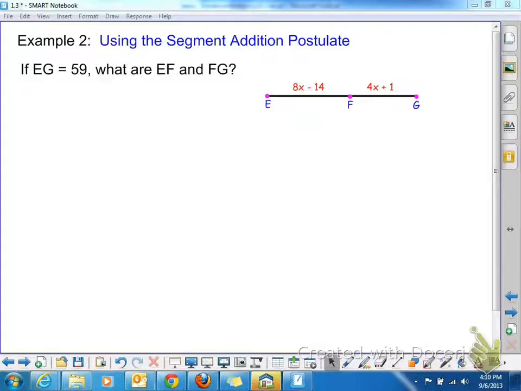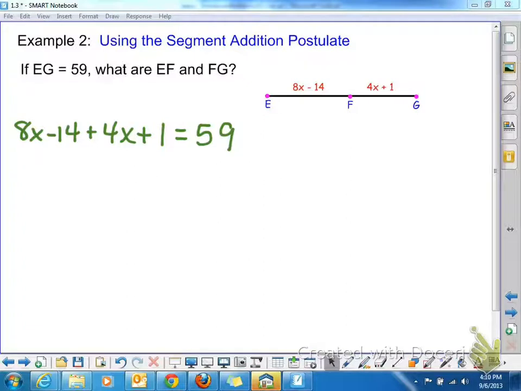EF is represented by the variable expression 8x minus 14. FG is represented by the variable expression 4x plus 1. If we substitute these expressions into the segment addition postulate, then if EF plus FG is equal to EG, 8x minus 14 plus 4x plus 1 is equal to 59.